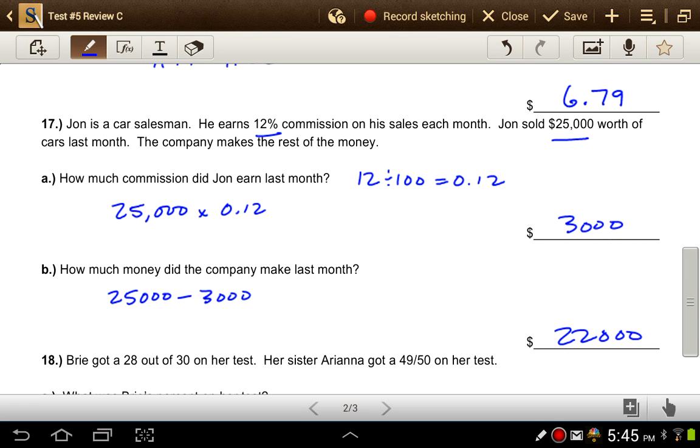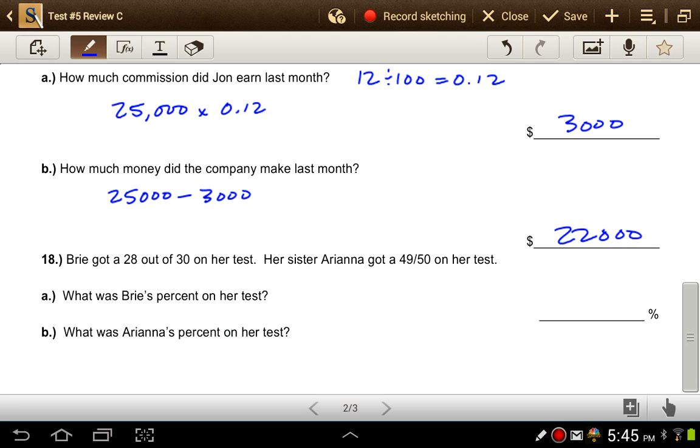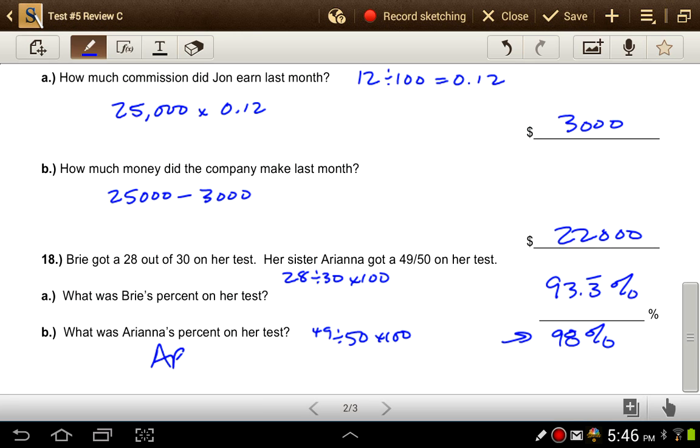Okay. And the last question, number 18, the tests, and then the question got cut off, but I want to know who had the higher test average. So first I find Breeze, so I'm going to do 28 divided by 30 times 100, turning that fraction into a percent, and she got a 93.3 repeating percent. Okay, Ariana's, I'm going to do 49 divided by 50 times 100, turn the fraction into a percent, and that's a 98%. So who's higher? Well, 98 is higher than 93.3 repeating. So Ariana had the higher grade.